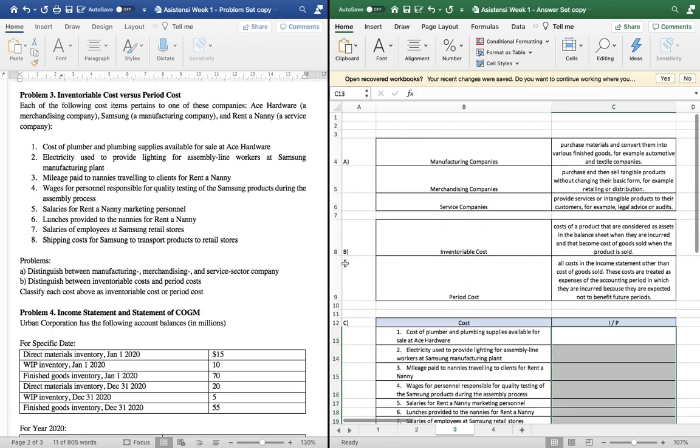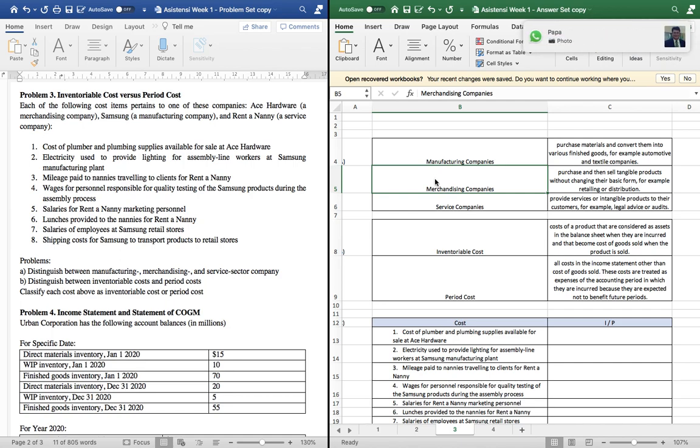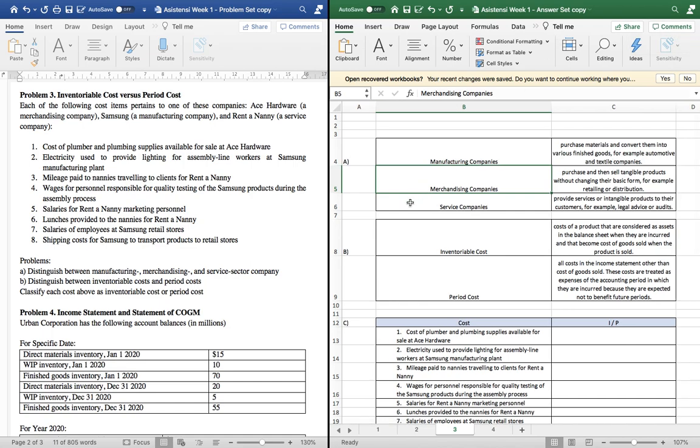So for the first problem, what are the differences between manufacturing, merchandising, and service companies? Manufacturing companies are companies that purchase materials and then convert them into various finished goods, for example, the automotive companies and the textile companies. And the second one, merchandising companies, are companies that purchase and then sell or resell tangible products without changing their basic form, for example, a retailing or distribution company. And the last one is service company, which provides services or intangible products to their customers, for example, legal advice or audit firm.